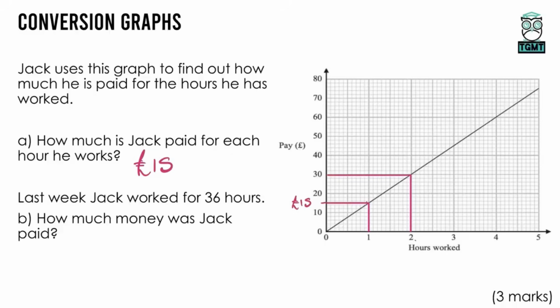We could go across from the 2, which was £30, and times that by 18. 2 times 18 being 36. We could get the 3 hours and times it by 12. We could get the 4 hours and times it by 9. There's lots of different ways of doing this. As we've got the 1 hour and it was easy to read, it makes sense to just do £15 multiplied by 36. So on the calculator, 15 times 36, that gives us £540. So Jack was paid £540 for his 36 hours.